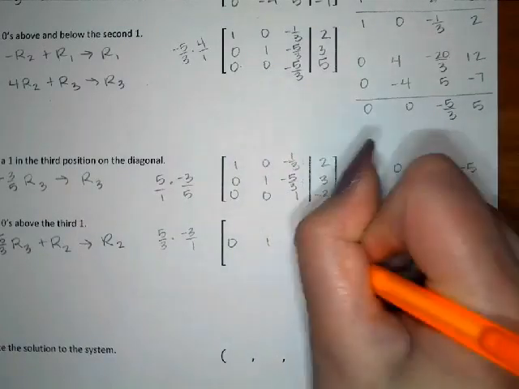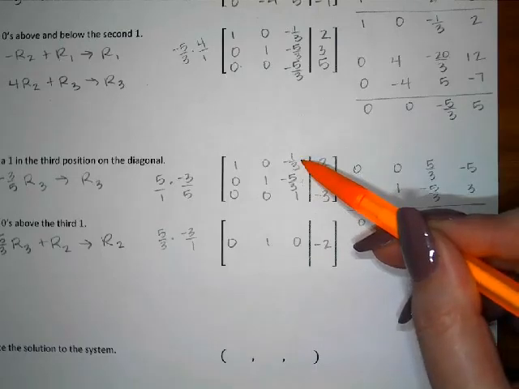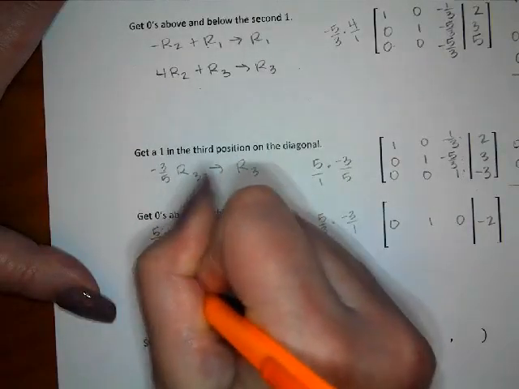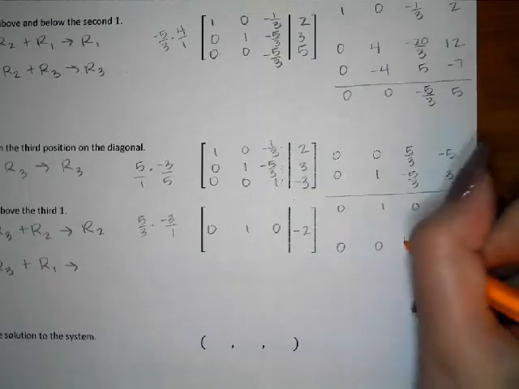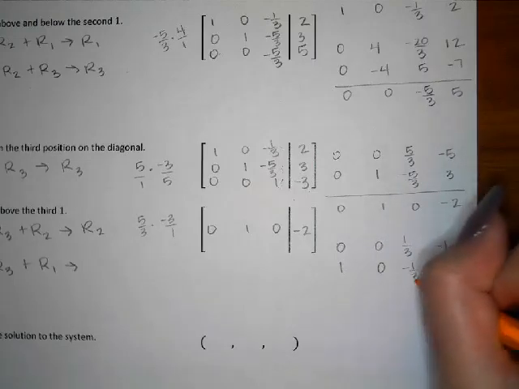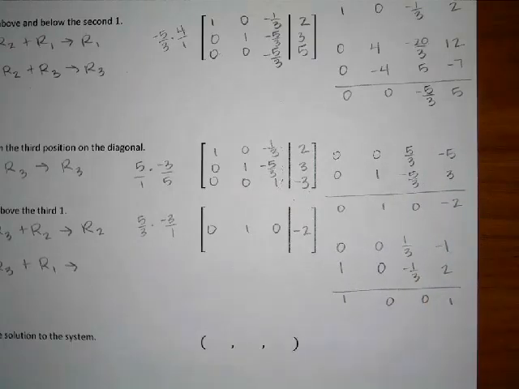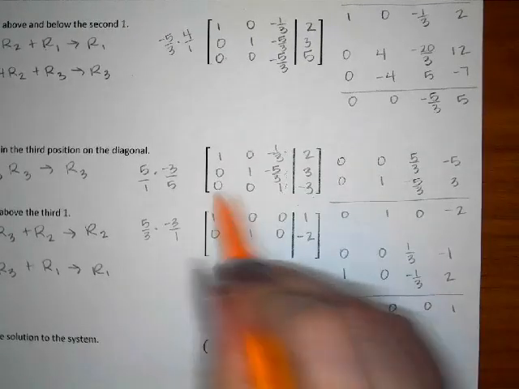Okay. To get a 0 in this position, I need a positive 1/3. So I'm going to take this and multiply it by positive 1/3. So positive 1/3 times R3, and I'm going to add it to R1. So row 3 is 0, 0, times positive 1/3 is 1/3. Negative 3 times positive 1/3 is negative 1. And I'm adding that to row 1. So 1, 0, negative 1/3, and 2. And that becomes row 1. And then row 3 didn't need to change. So 0, 0, 1, negative 3.